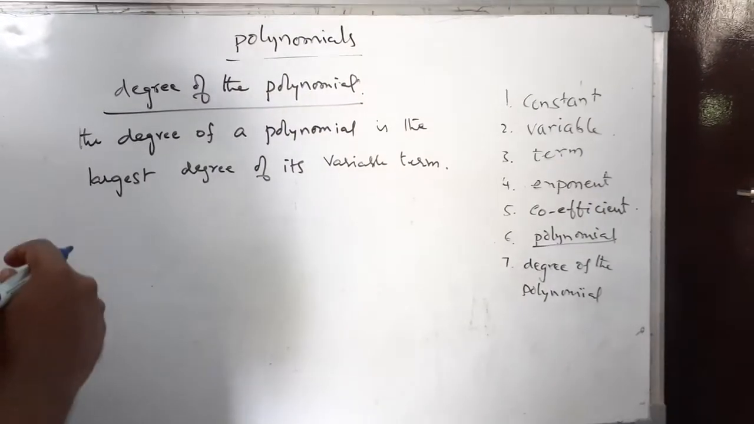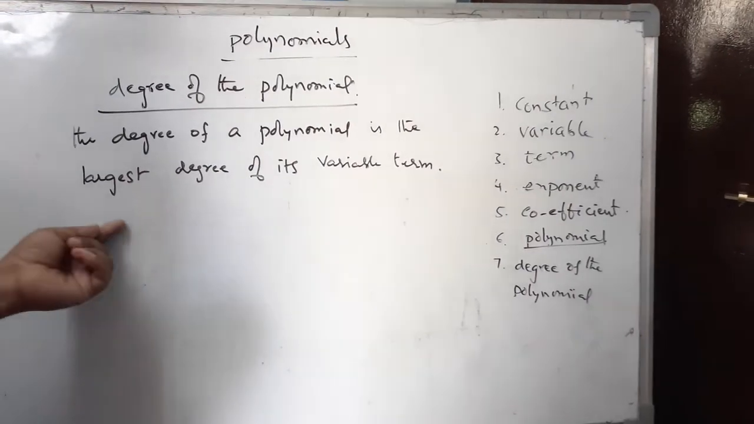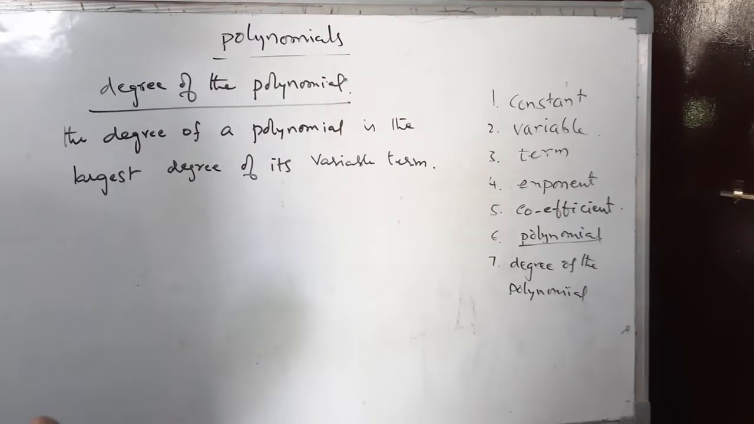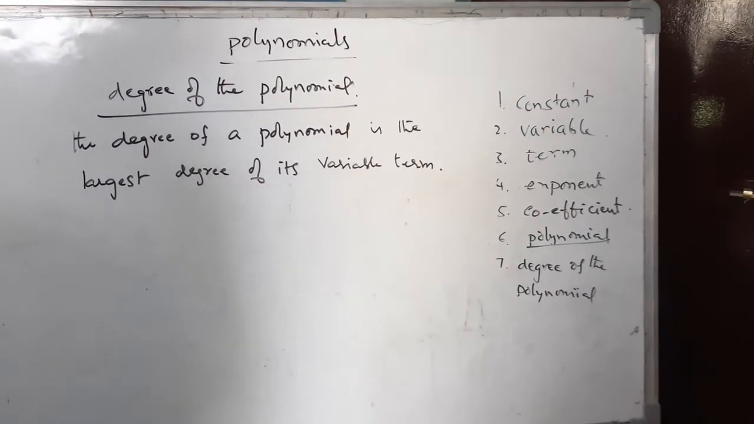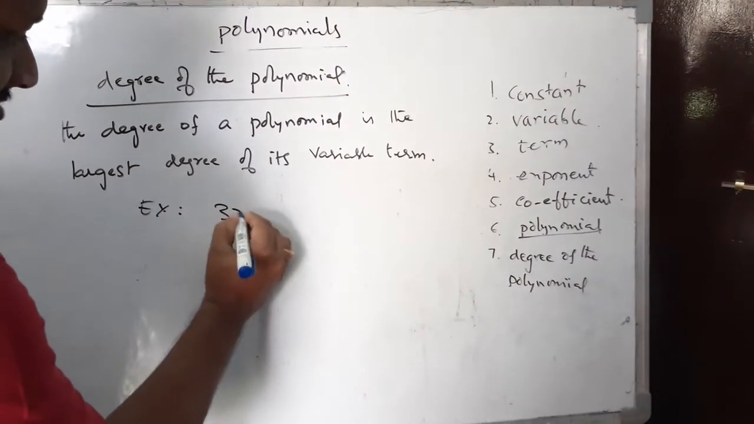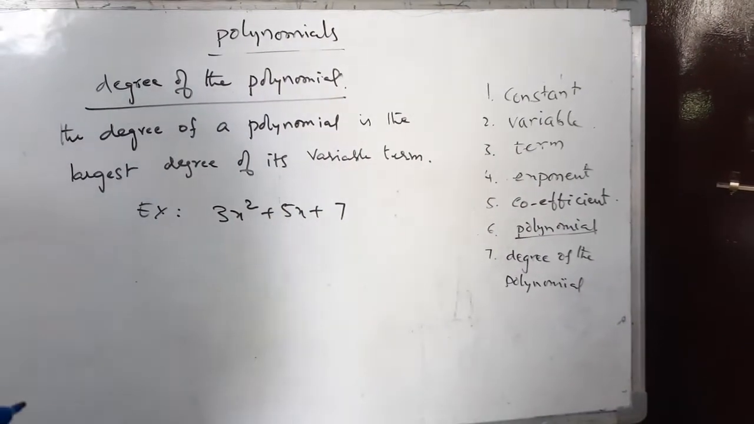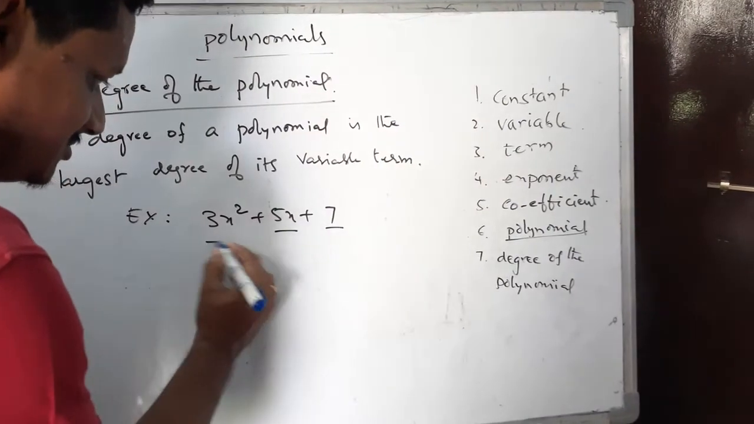Next, the degree of the polynomial. The degree of the polynomial is the largest degree of its variable. So the highest degree of the term's variable is known as the degree of the polynomial. Example, 3x to the power of 2 plus 5x plus 7. So this polynomial consists of three terms. This is one term, second term, third term.